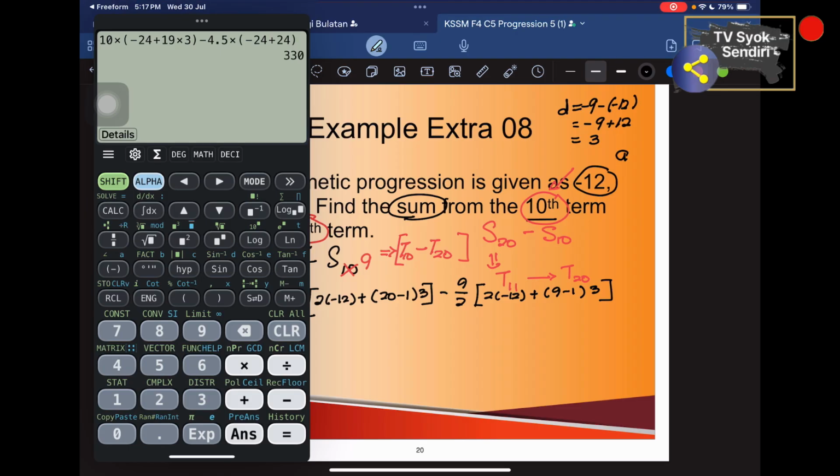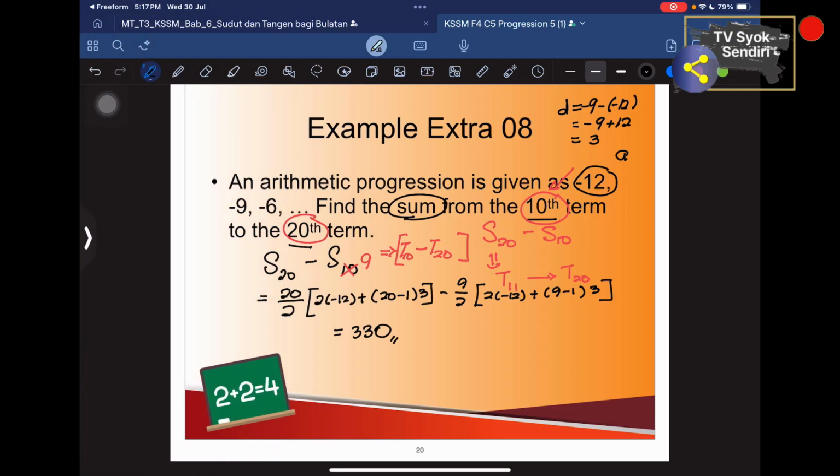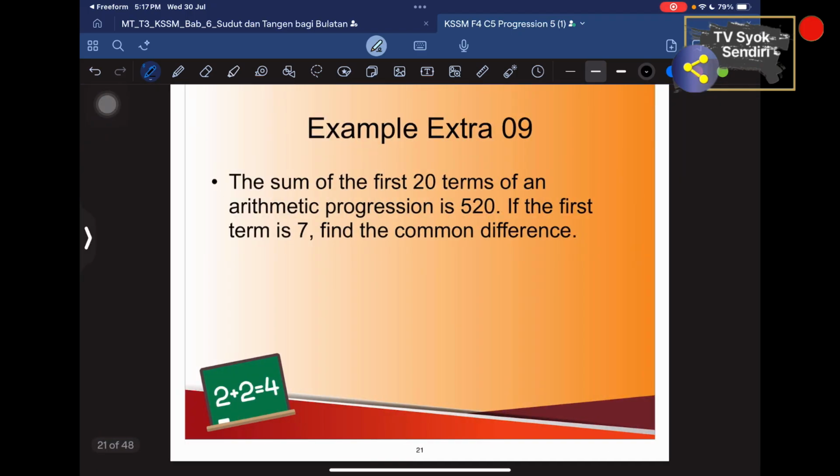Okay, so I have this. Then I press equal, or no need, the answer is already given, that is 330. So we managed to solve one question. That is how we are going to be done with your extra 0.8. So make sure you understand the questions carefully. Okay, next we go to the next one. So now we are moving into this one.